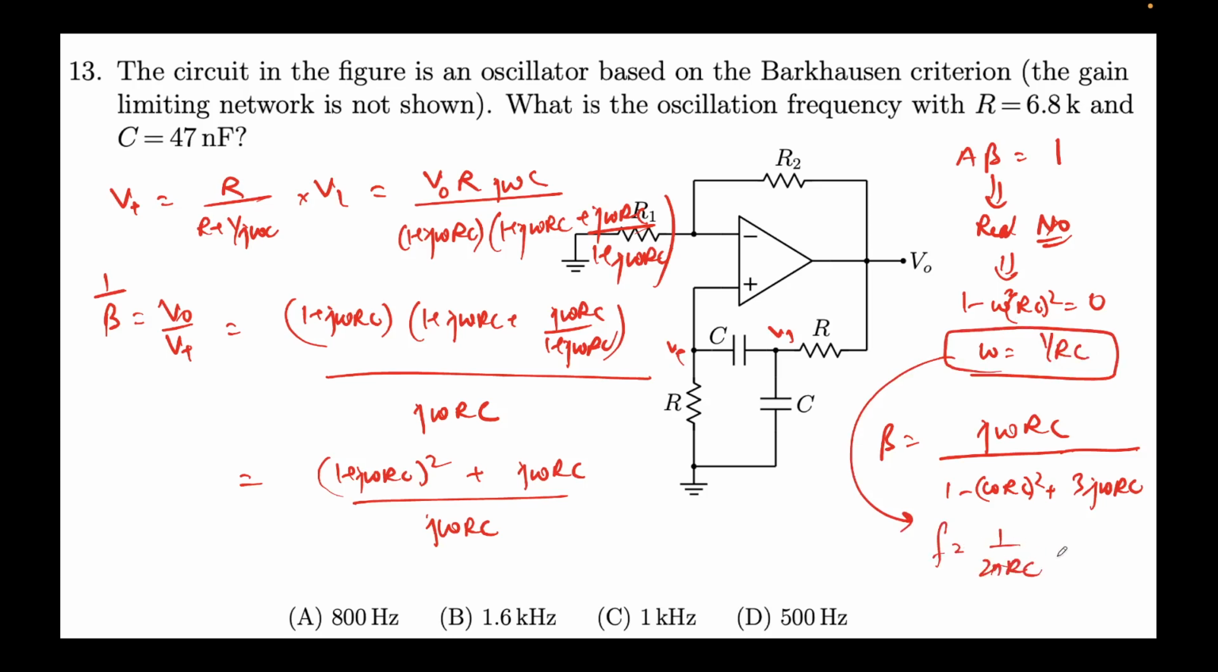Now it's just a simple thing of putting in the numbers, so it will be 2 times pi times, the value of R is 6.8 times C, which is 47, so this turns out to be 1 over 2000, so in the numerator if I take it, this will turn out to be 500. Putting in the numbers, it's coming out to be 500 Hertz, which is option D. Okay, just a quick summary of it.